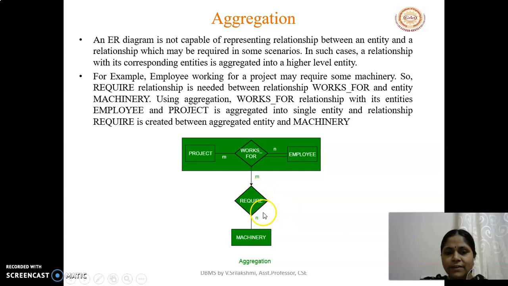We can observe here there is an M to N relationship also in the aggregation diagram. Relationships are represented in this form. M to N means N employees participate in M projects, M entities participate in N entities. Require is the relationship here. Like this, we can understand from this diagram.